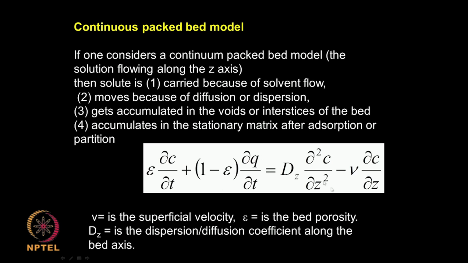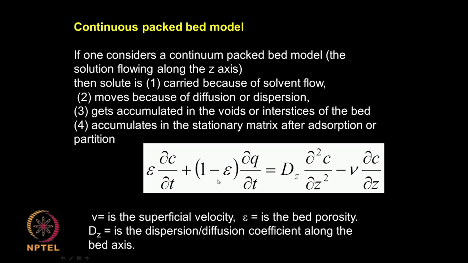Continuous packed column. Okay. So, if one considers a continuous packed column model for your chromatography, because the chromatographic column is continuously packed, the concentration will vary as a distance z, the concentration will vary as a time t. So, the general equation will look like this: epsilon dC by dt, that is the concentration of the solute in the mobile phase, plus dq by dt, that is the concentration of the solute in the stationary phase or solid phase.